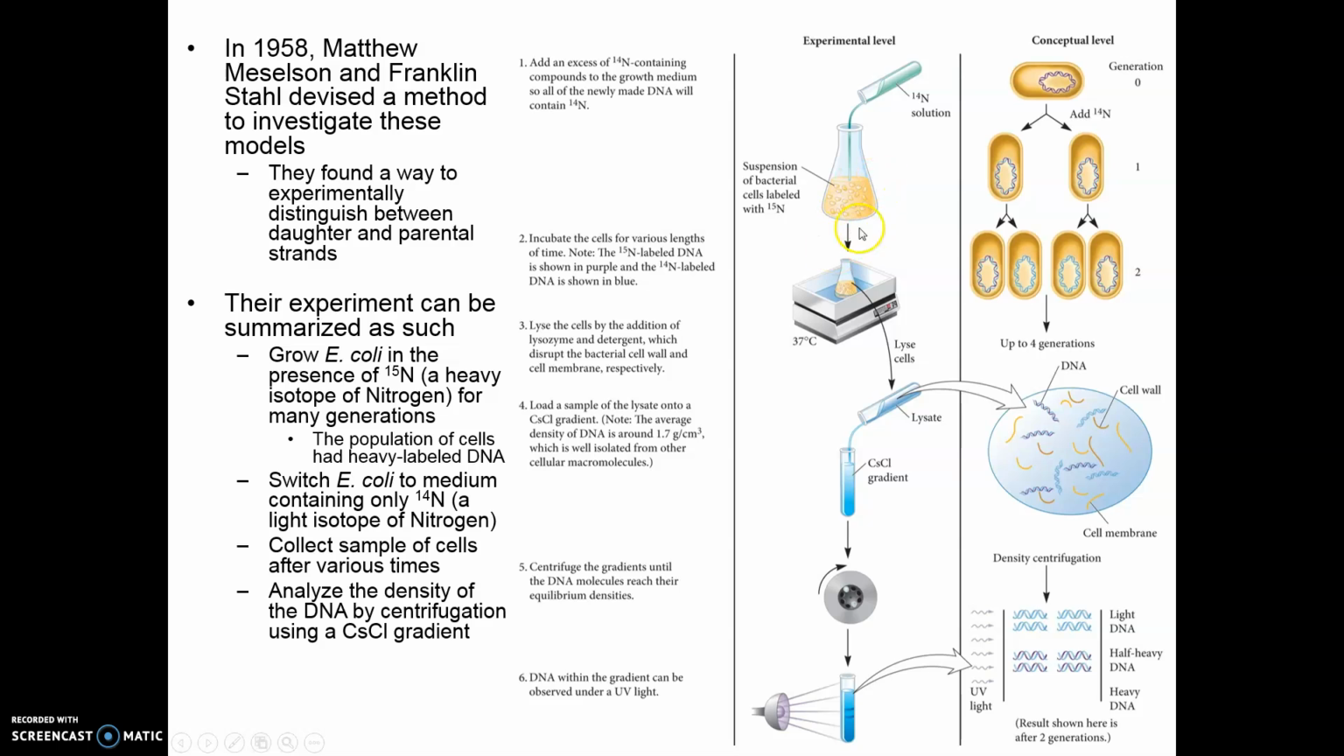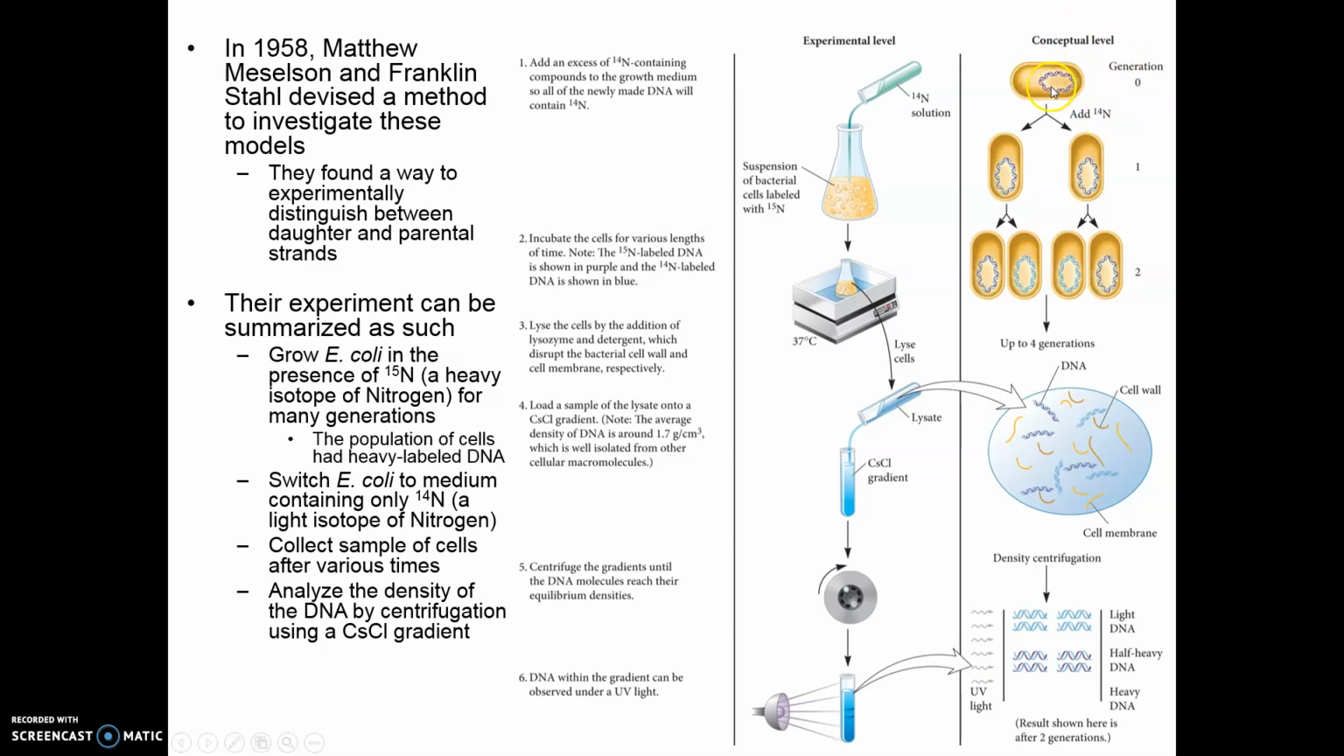We then replace the media with nitrogen 14 and follow what happens. Okay? As the bacteria grow, we will take out samples and lyse them, and then put them over a gradient, which allows us to separate N15 from N14 based upon the fact that N15 has an extra neutron and everything is going to weigh slightly more. And then we can look to see what's left over. So this is the actual experimental level.